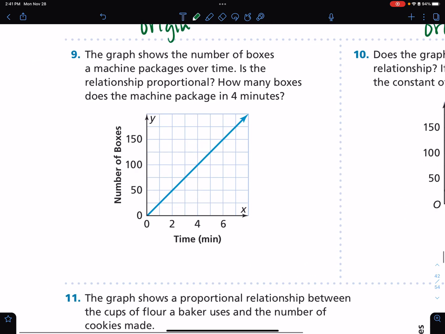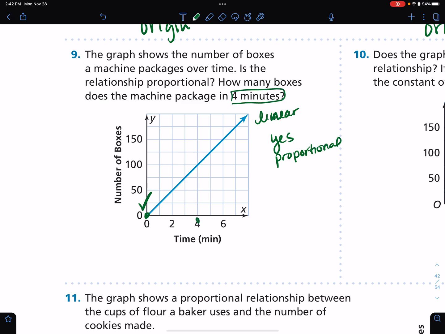Number 9, the graph shows the number of boxes a machine packages over time. Is the relationship proportional? Well, it's going through the origin, yes, and it's linear. So yes, proportional. Now I need to find out the 4 minutes. So 4 minutes is right here. So it does 100 boxes in 4 minutes.